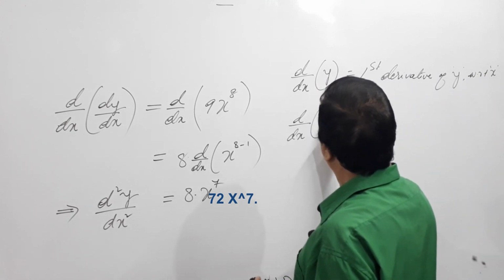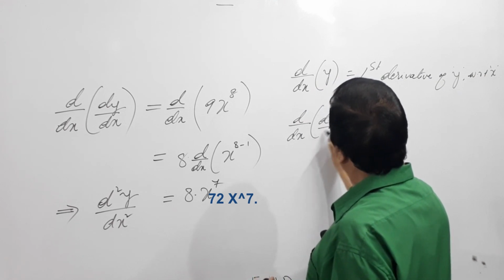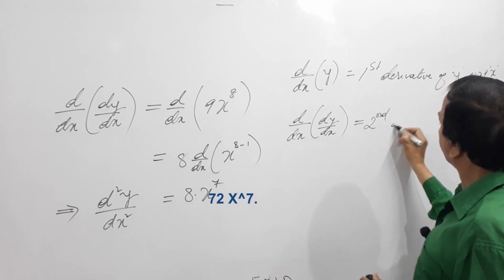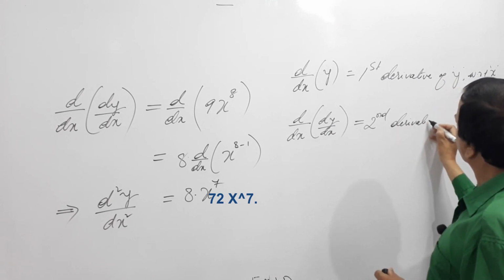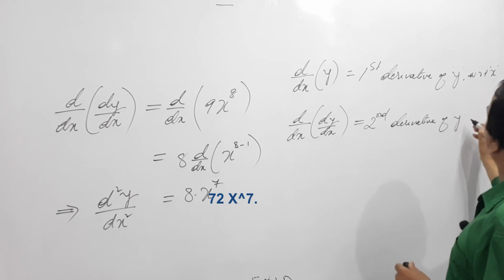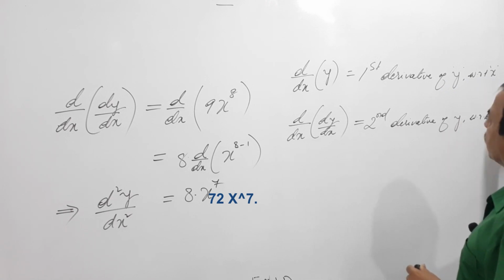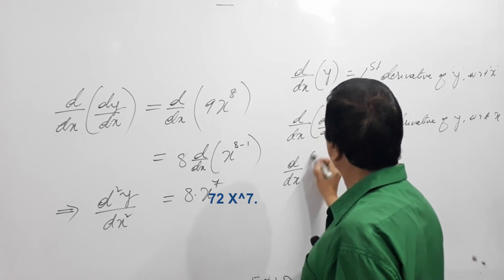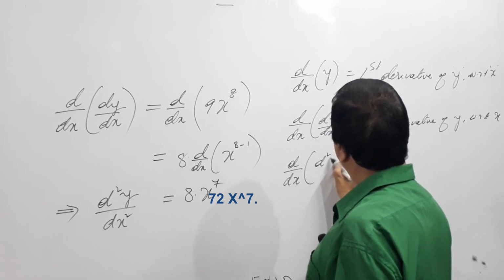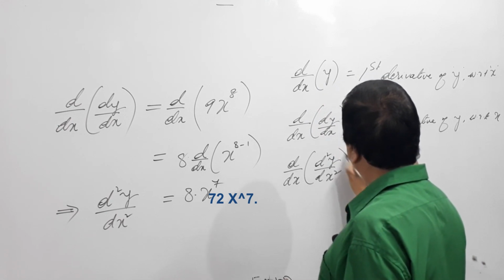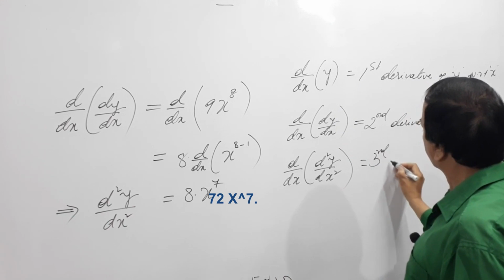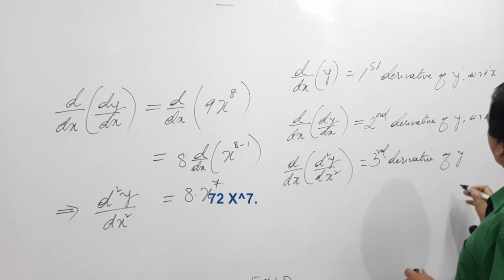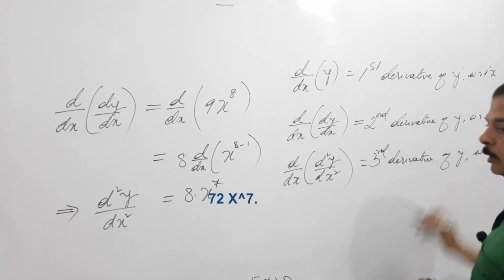d by dx of dy by dx is called the second derivative of y with respect to x. Similarly, d by dx of d square y by dx square is called the third derivative of y with respect to x, and so on.